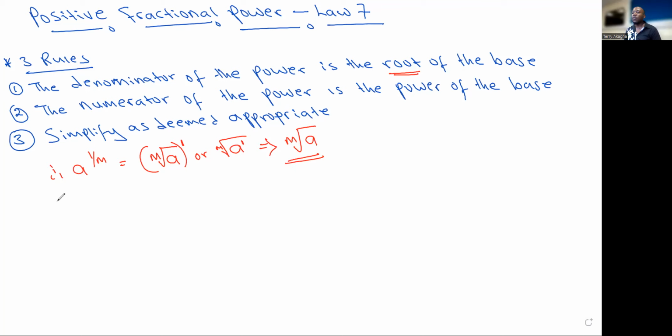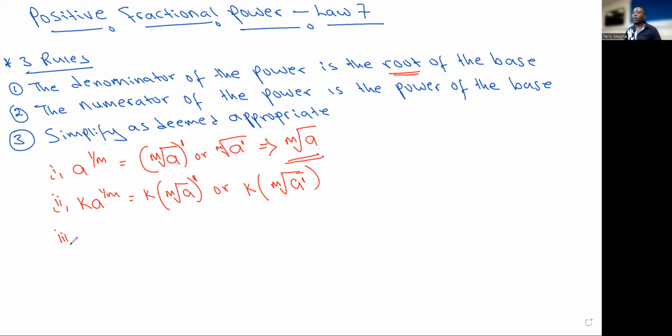Now, if you have a constant, so if you have something like k a to the power 1 over m, it's going to be k multiplied by the mth root of a, all raised to power 1, or you can say k multiplied by the mth root of a raised to power 1. So any of them, you can use and it will give you the same answer.